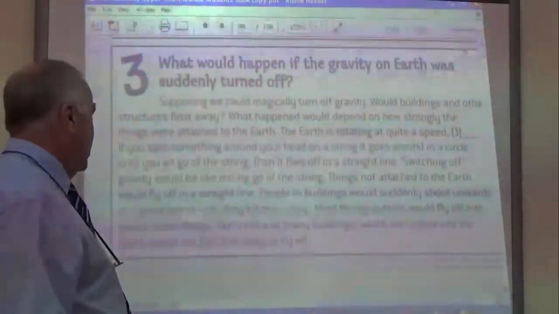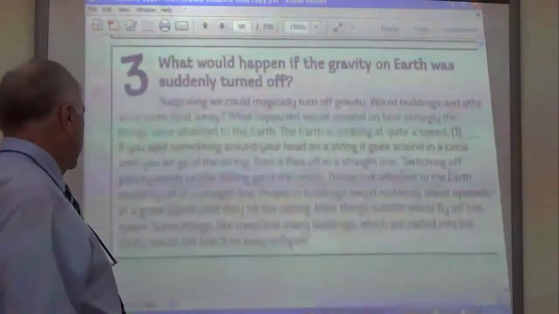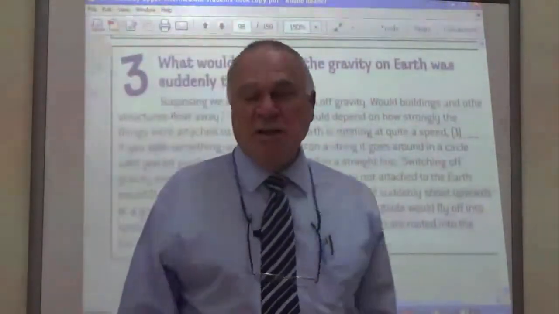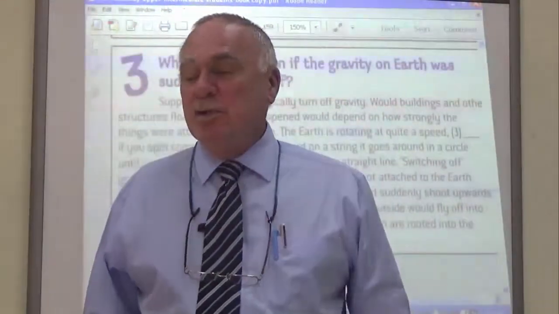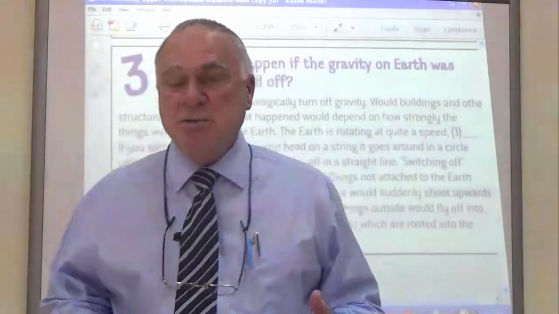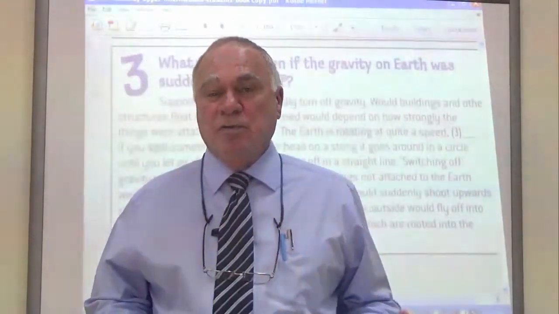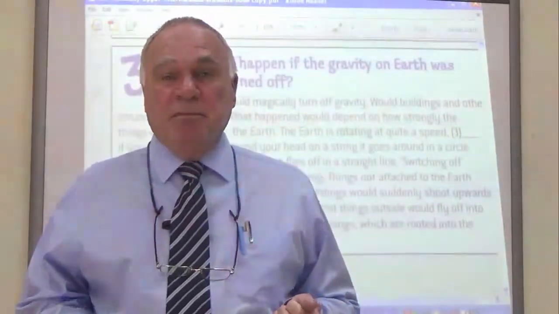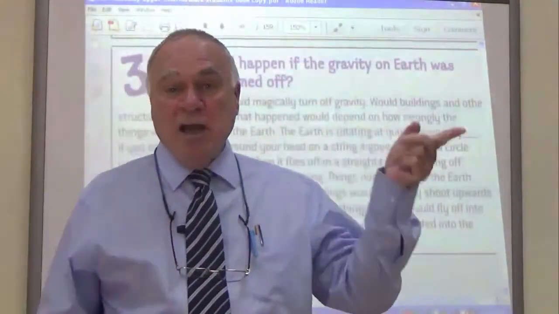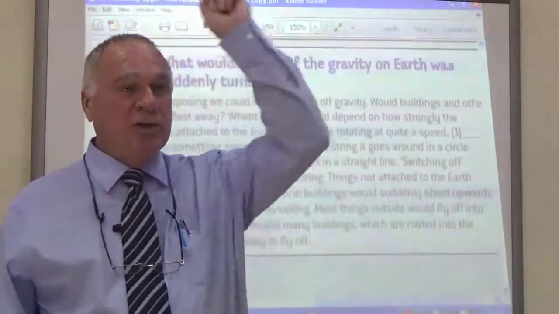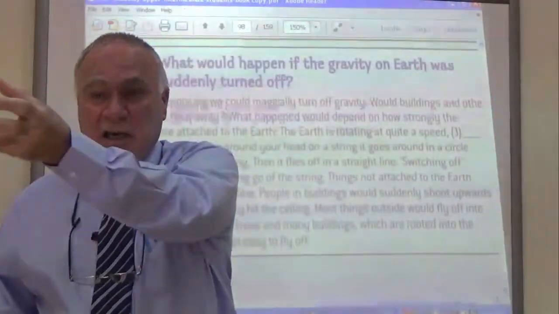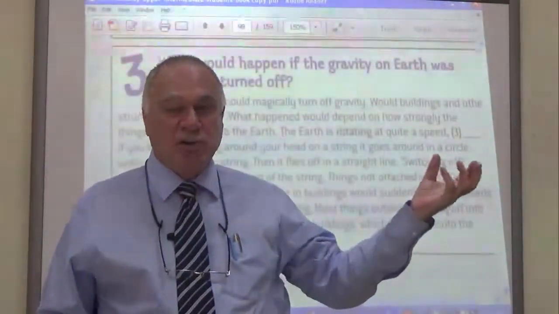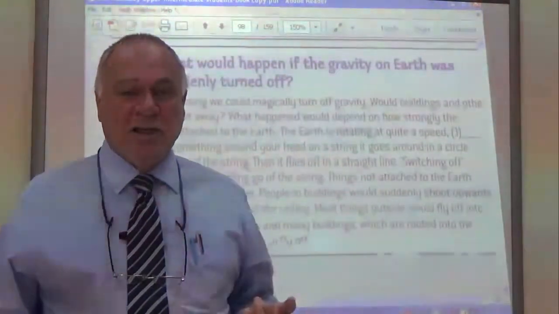Some things, like trees and many buildings, which are rooted into the Earth, would not find it so easy to fly off. So if you think about it, we stand on the Earth, and the force of gravity keeps us rooted to the Earth, fixed to the Earth. It is also the gravity of the Sun that stops the Earth from flying off into outer space. We go around in a circle because the Sun's gravity is balanced by the speed of the Earth's movement. So we go around in a pretty much elliptical orbit around the Sun.